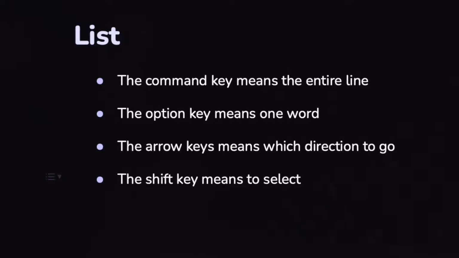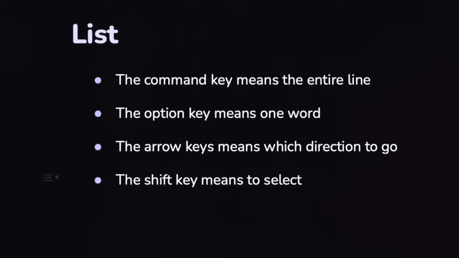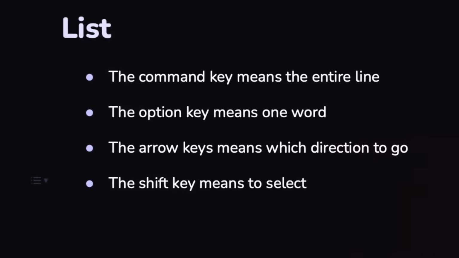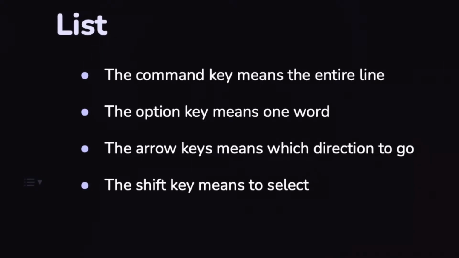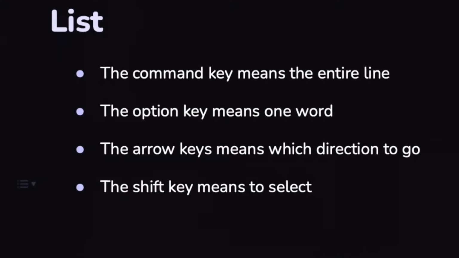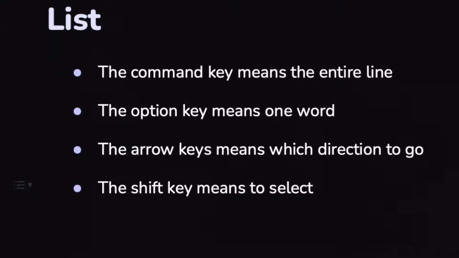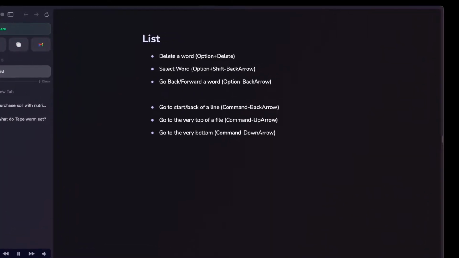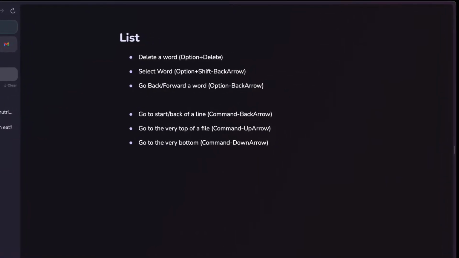To be able to do this, you have to memorize this list. The Command key means the entire line, the Option key means one word, the arrow keys mean which direction to go, and the Shift key means to select. So these are the keyboard shortcuts I used in the example before.